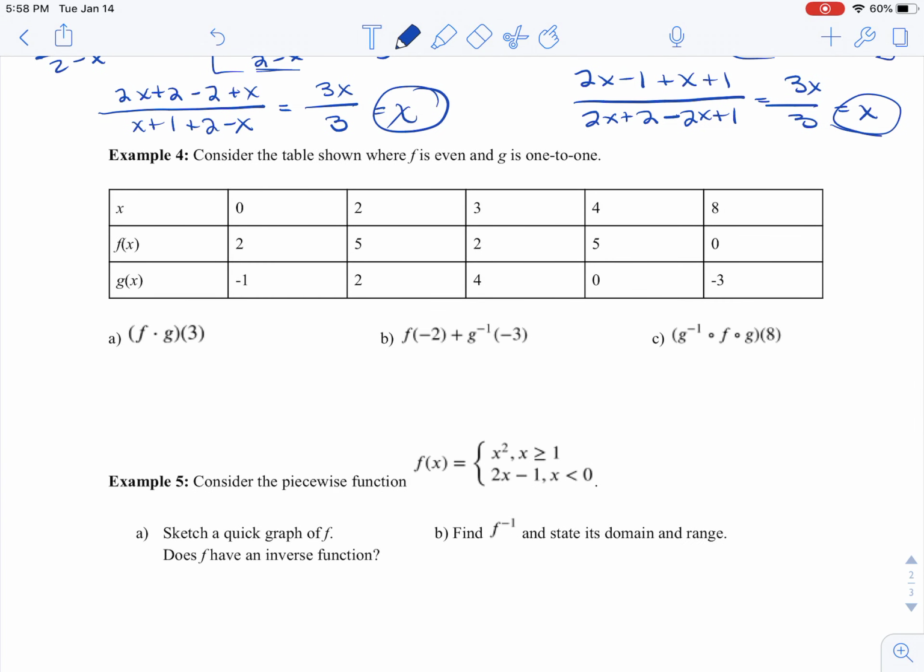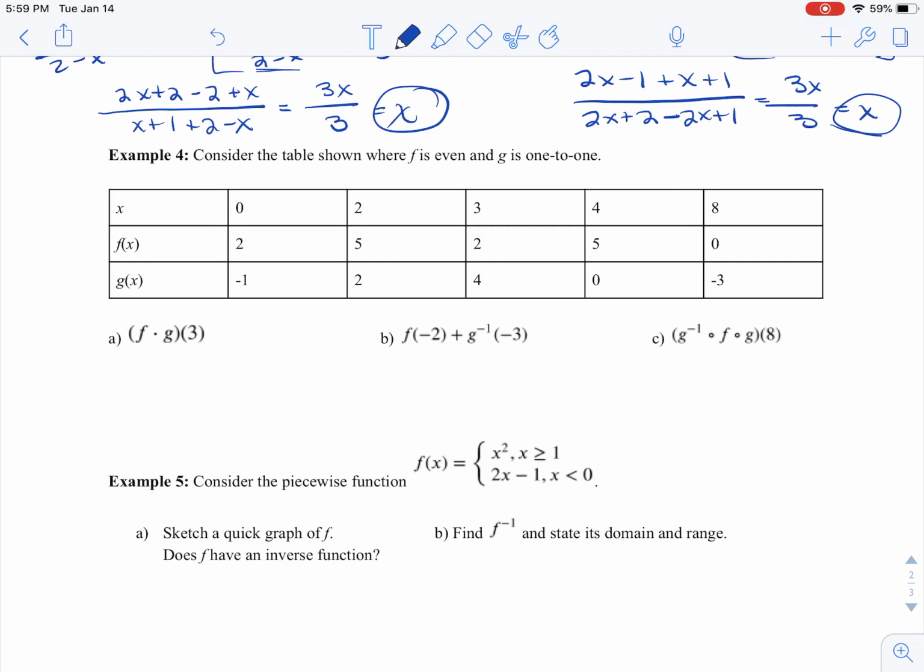Okay, example 4 here, we have a table, and we're told f is even, and g is 1 to 1. And then we have a bunch of function values for f and g. This is a really great problem because next year, if you're taking AP Calc, it won't be problems just like this, but the AP tests love giving you these, not the whole function, but just tables of the function to see if you understand certain properties.